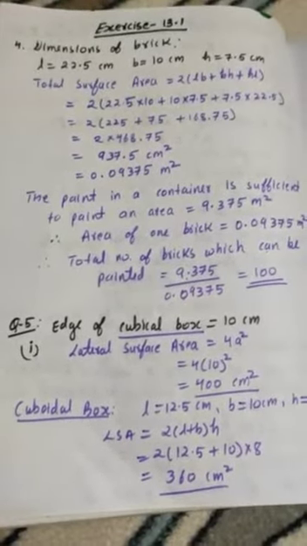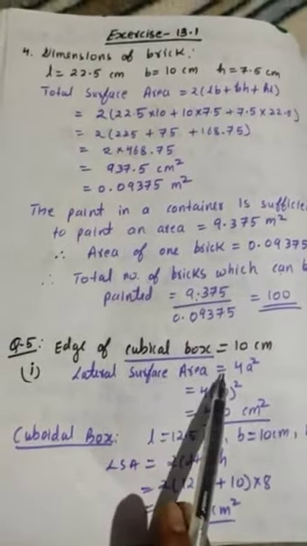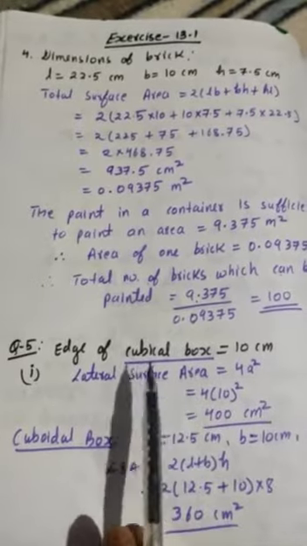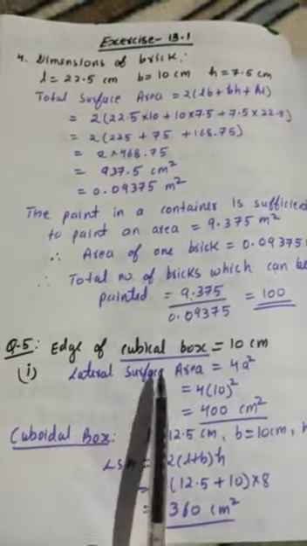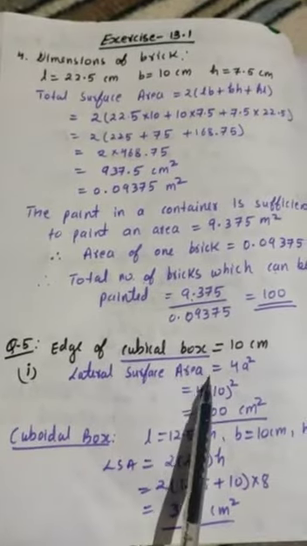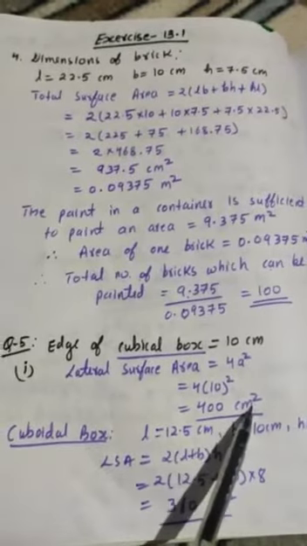Now we'll see the next one. Edge of a cubical box. You have a cubical box, cubical box means a cube. Its edge is 10 centimeter, and all the sides are equal. So first you have to calculate the lateral surface area. The lateral surface area is 4 into a square, which is 400 centimeter square.